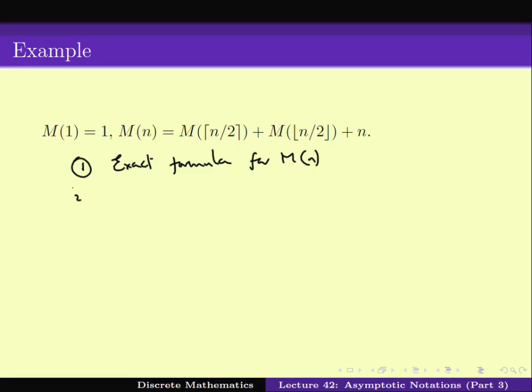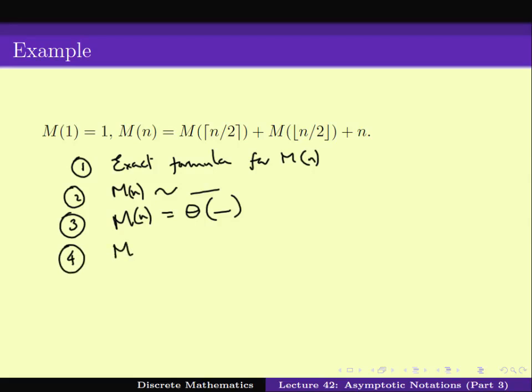Now if we cannot, the second thing we can ask is, can we say that mn is asymptotically similar to some number? That's the second option. Third option, okay, I cannot even prove that mn is asymptotically equal to something. The third option is mn is theta of something. And the fourth one is, okay, I cannot prove mn is theta of something, but can I give you an upper bound, and can I give you a lower bound?